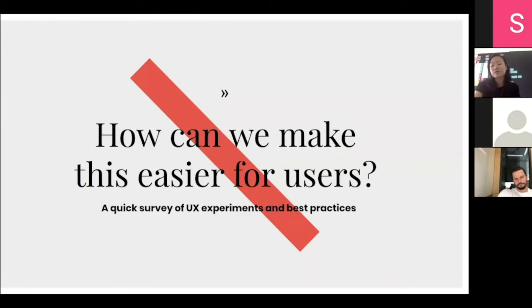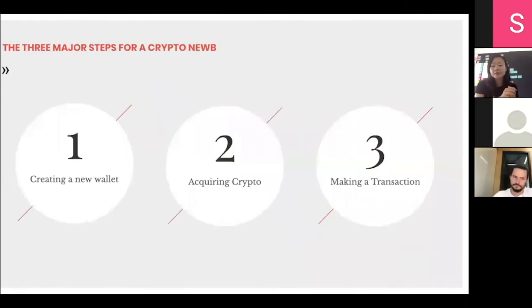So how can we make this easier for users? In the next 15 minutes, I want to do a really quick survey of UX experiments and best practices that we're seeing emerge in the space that could make this a little easier for people to just jump in and start using a lot of the wonderful dApps that we're building today. So here are the 3 major steps, I think, to onboard someone new to crypto. 1, creating a new wallet. 2, acquiring crypto. And 3, making a transaction. And I'm going to touch on a few key moments that we can design for in this space.